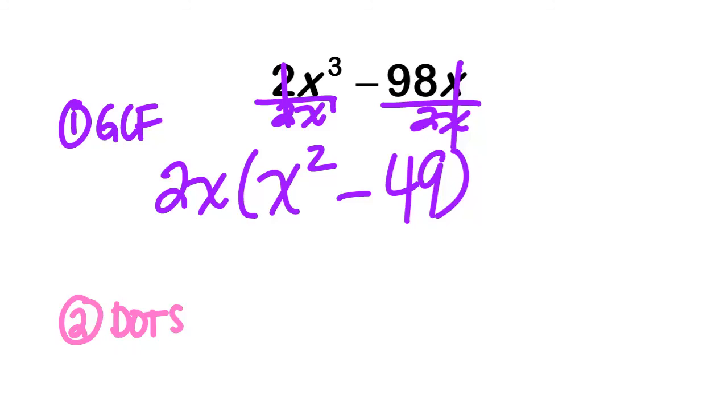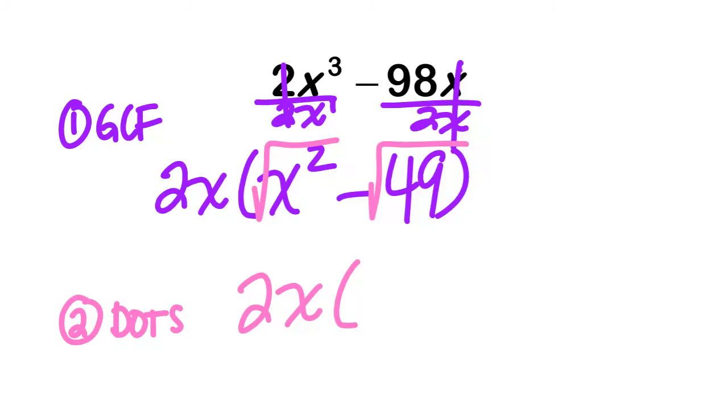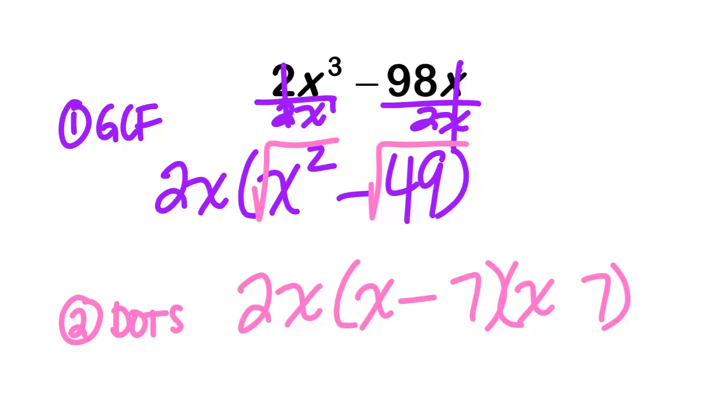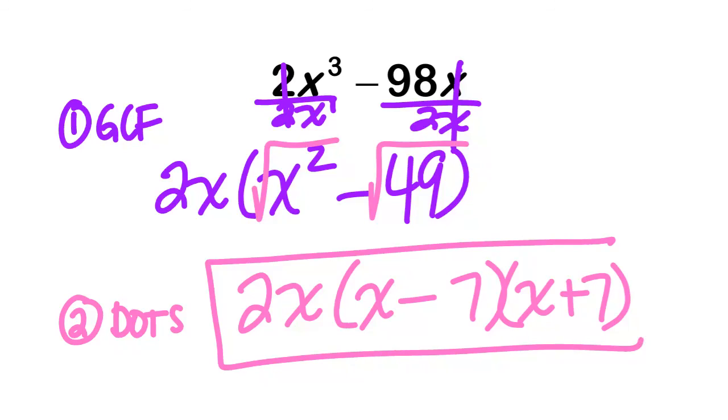All right, then you want to check for, is this a difference of two squares? Yes? Good. So I can split this into the square roots. That's going to give me a 2x. What's the square root of x squared? x. And square root of 49? 7. And then we do a minus and a plus. And they don't have any more x squareds inside the binomial. So that's your final answer to that.